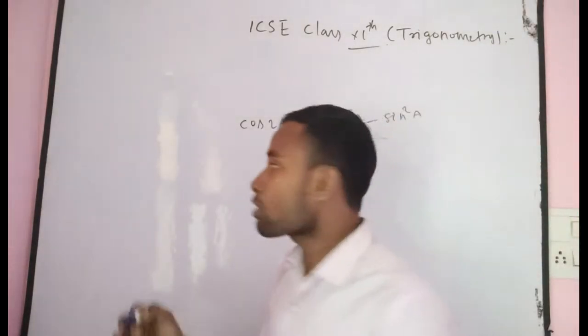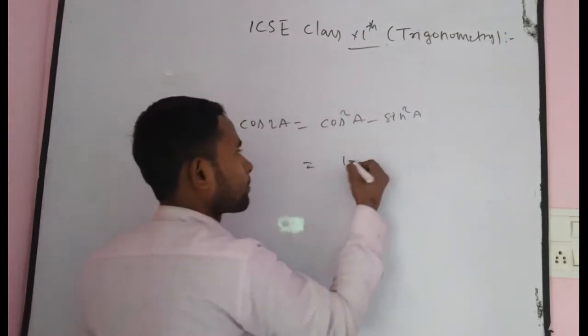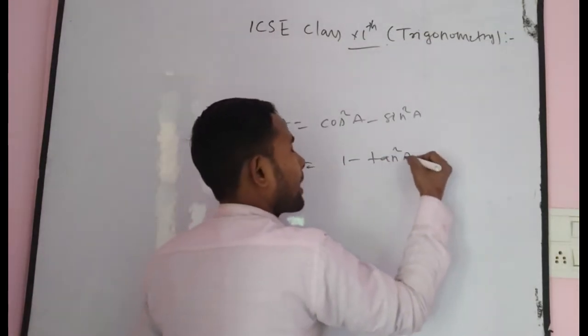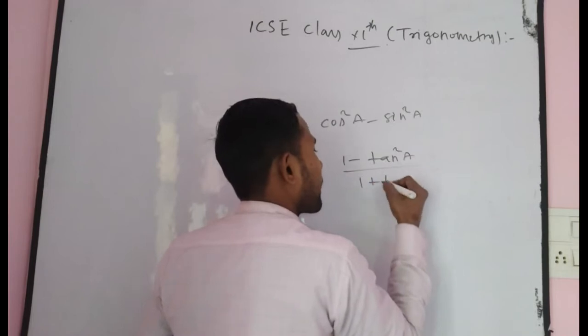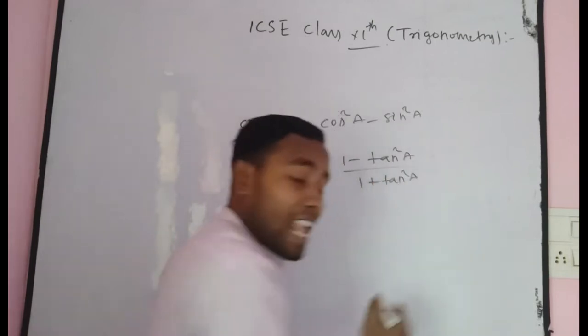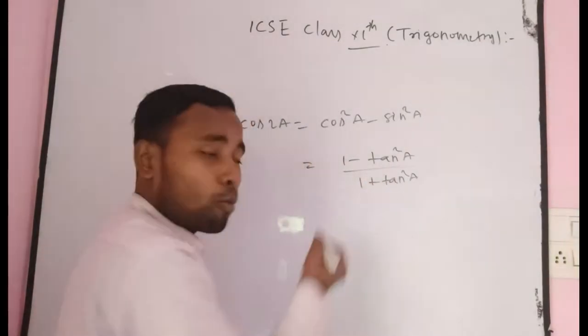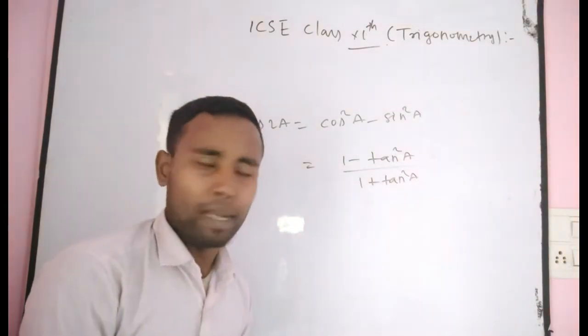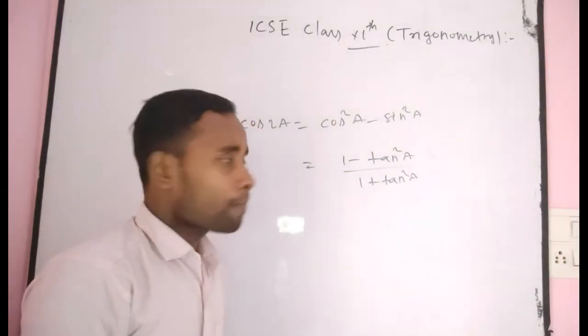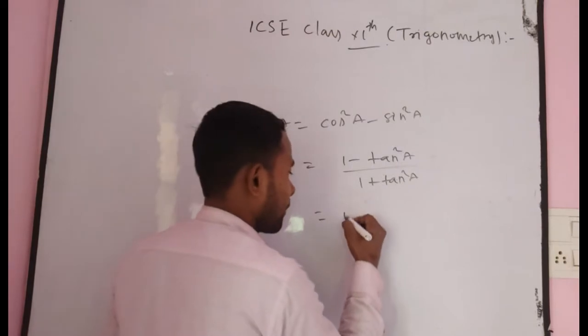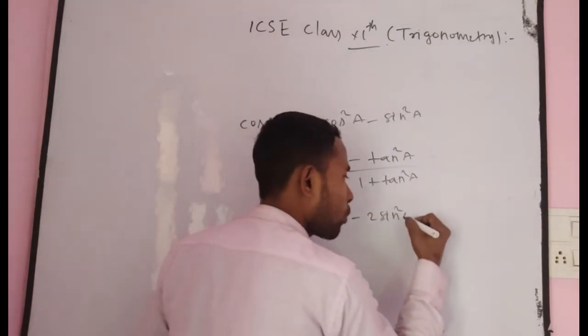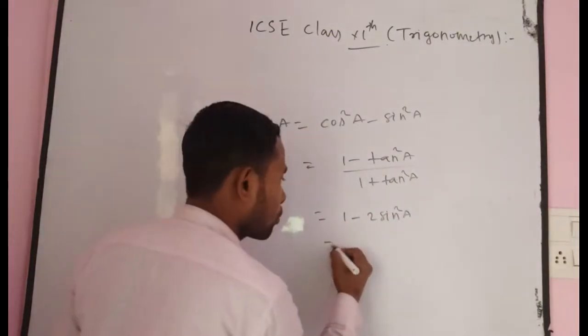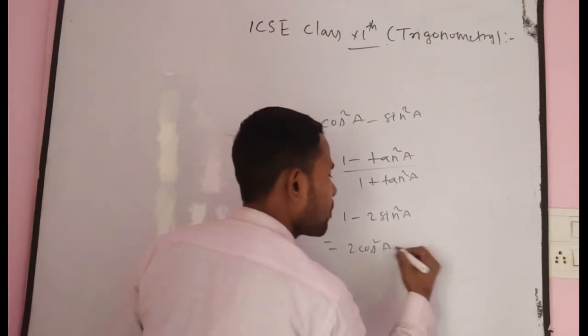Now it is also equal to 1 minus tan square a divided by 1 plus tan square a. Now there is also a question: how can you prove this formula, cos 2a is equal to 1 minus tan square a divided by 1 plus tan square a? It is also equal to 1 minus 2 sin square a. And it is also equal to 2 cos square a minus 1.